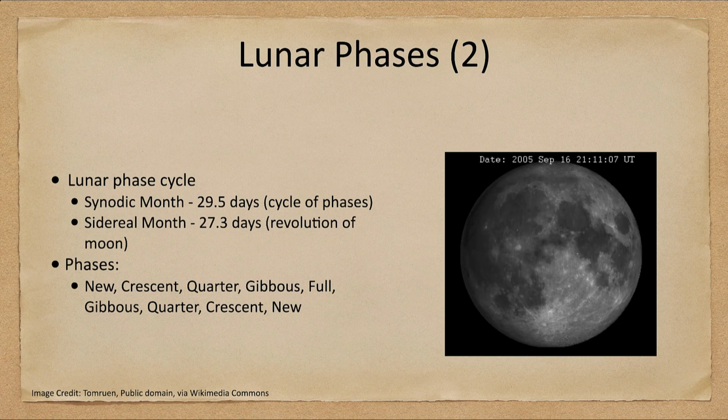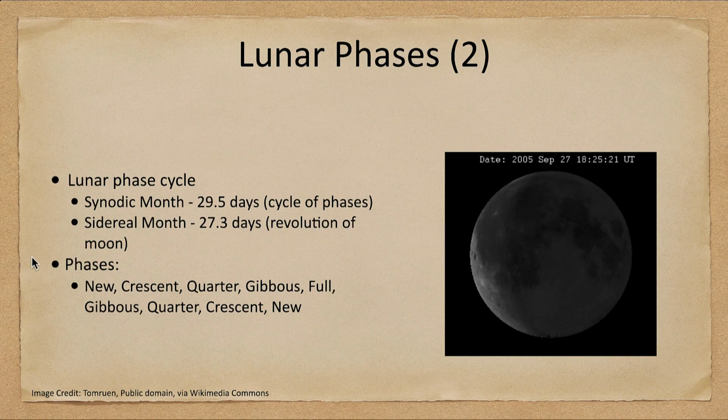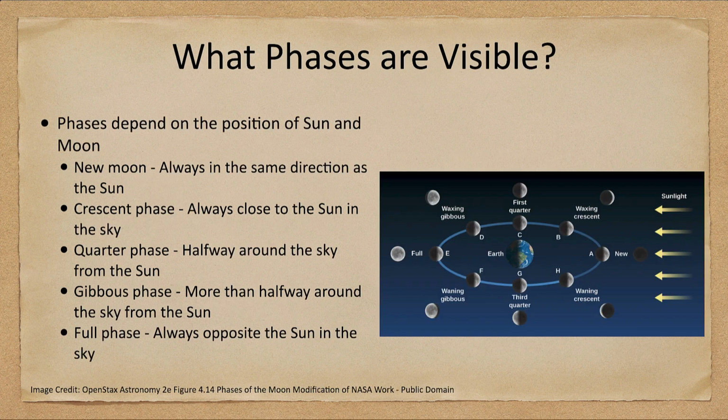So how will we know which phase is visible at any given time? Well, it depends on the position of the sun and moon. When we see the new moon, they are in the same direction. So here is Earth. If we look toward the sun, the new moon will be in that same direction, and we are seeing the side that is unilluminated by the sun. So the moon would be completely dark, and we would not be able to see it at all.